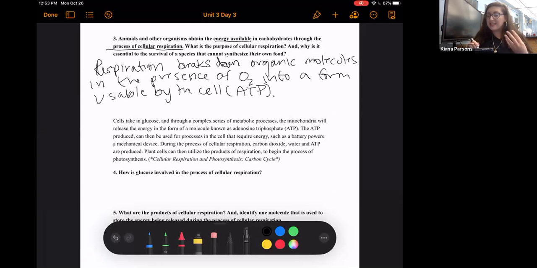And this is essential to the survival of a species that cannot synthesize its own food, because otherwise we would not be able to utilize the energy stored in the chemical bonds of our food. So what is the purpose of cellular respiration? It is to turn the organic molecules that we eat into usable energy utilized by our cells. And it is essential to the survival of species, because without cellular respiration, no matter how much we ate, our bodies would not be able to obtain any energy.